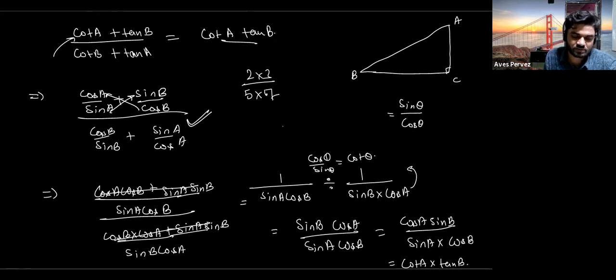cos a cos b. We cannot write cos a into cos b as equal to cos square of a and b. You cannot write it this way, it will be incorrect. It will be written as the same. So we have to write here cos a. Let me explain here. So we write cos a into cos b plus sin a into sin b.